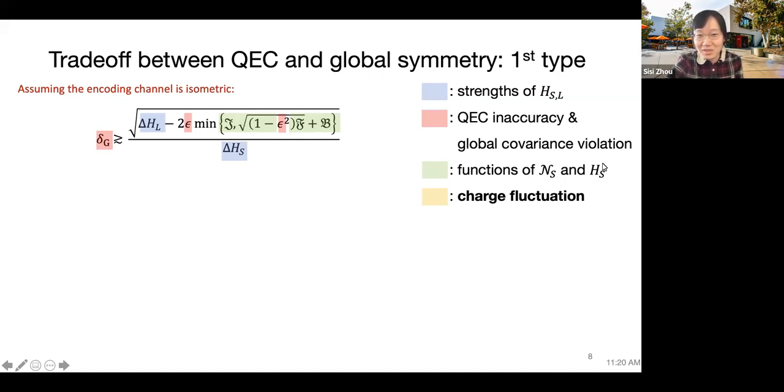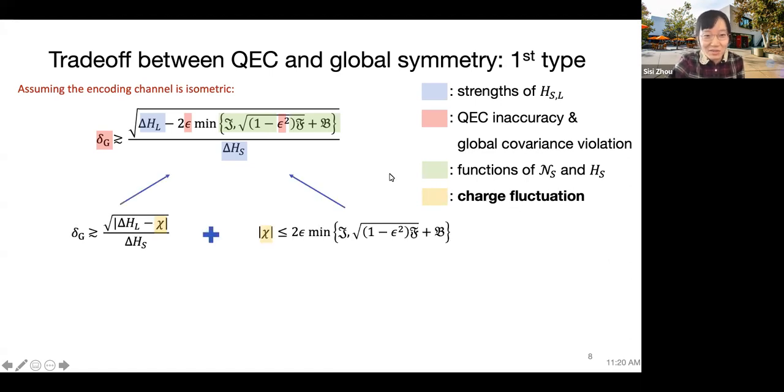This whole thing is also a function of HS, which is the physical Hamiltonian. And the yellow part, which doesn't appear yet, would be the charge fluctuation. So here comes the yellow part. In order to derive this whole thing, we just need two steps. The first step, as I said, is the relation between delta G and chi. And the second part is the relation between epsilon and chi. Just by combining these two, we can get this whole thing.